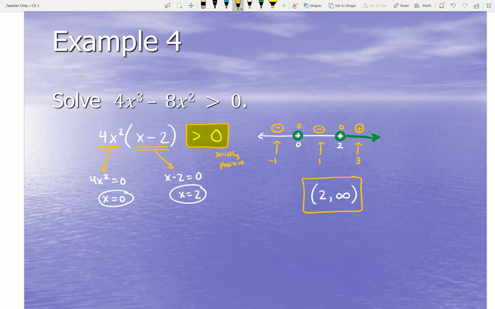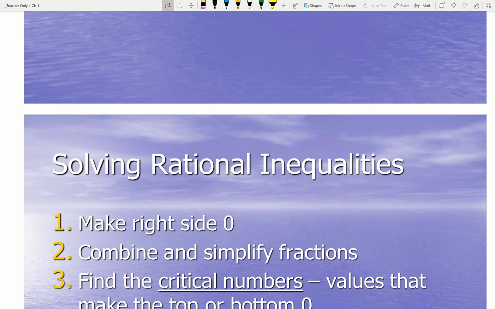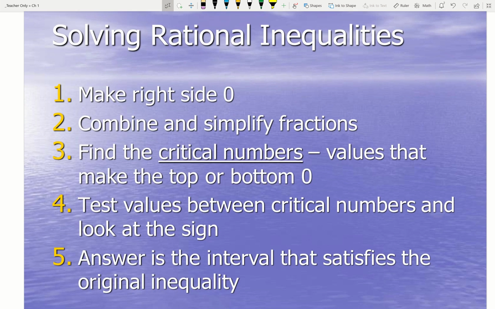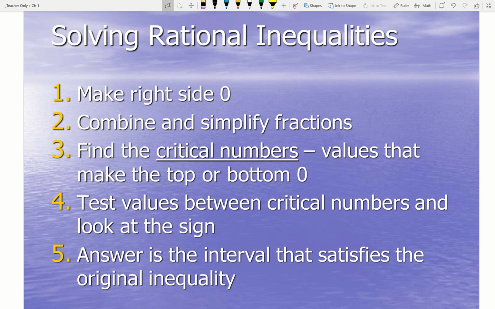Okay? So when you solve a polynomial inequality, you just want to go ahead and create your sign diagram, and then go ahead and shade the regions that match the description that you want to fit. Okay? Really quickly, I do want to go ahead and discuss rational inequalities in this video as well, because the process is basically the exact same.